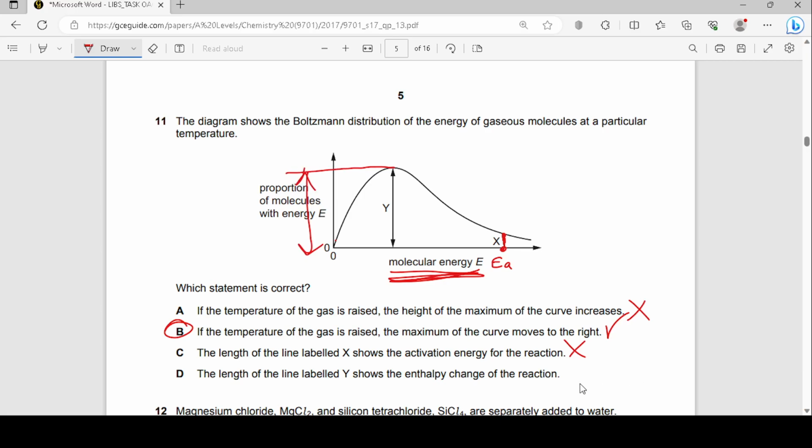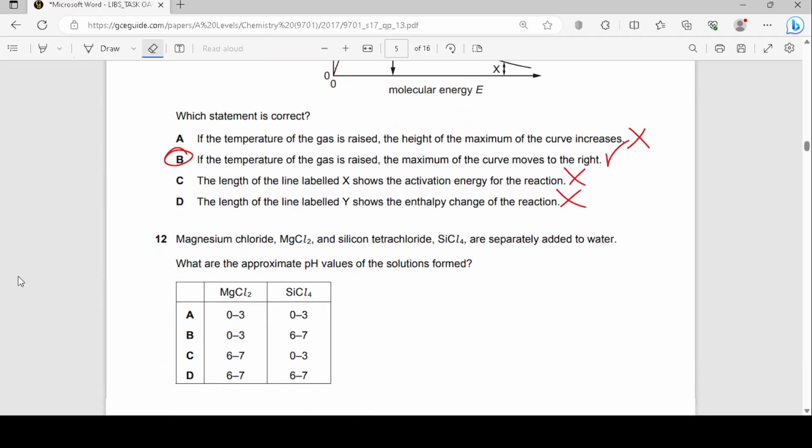So that is why this is wrong, that it shows the enthalpy change of the reaction. No, all energy changes should be represented on the x-axis, and anyway, I don't know exactly how they would show the enthalpy change on the Boltzmann curve. But the point is that D is wrong. So if A, C, and D are wrong, obviously B is right.